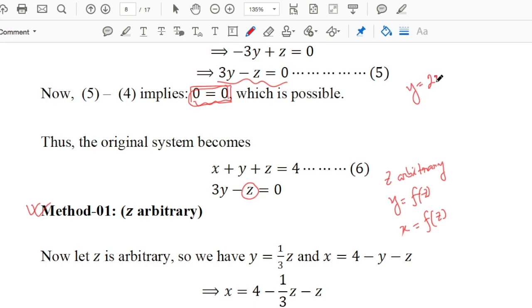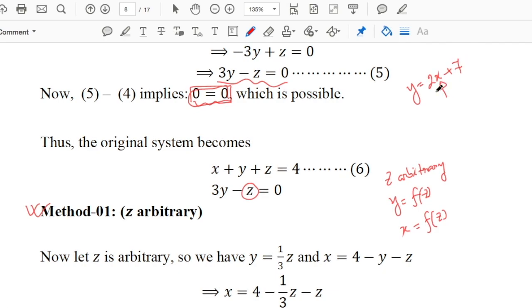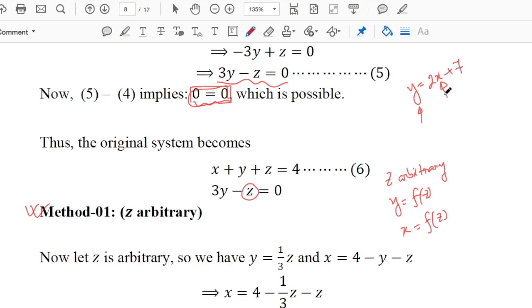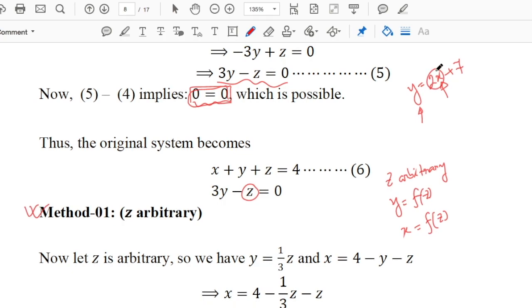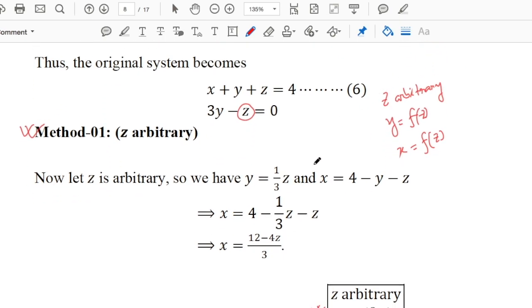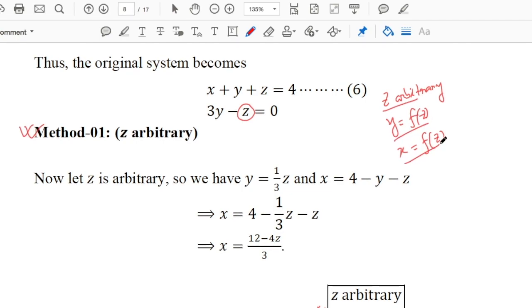You can remember these types of equation. When I say y equal to 2x plus 7, here we know y depends on x. It means x is independent, y depends on x. Y is a dependent variable. So this x, we can say x is arbitrary. X is an arbitrary variable, so you can consider any real value for x. Therefore, when z is arbitrary, your y should be in terms of z and x should be in terms of z.